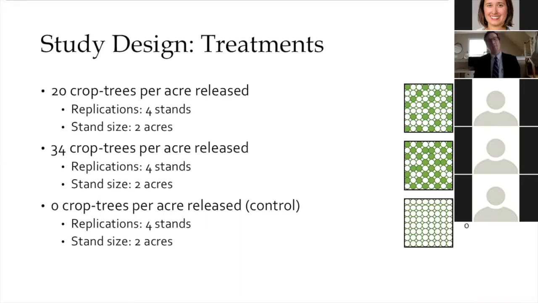The second treatment level, 20 crop trees per acre, was selected based on the assumption that any more than 34 wouldn't allow for continued growth of the crop trees throughout the rotation. And 20 was somewhat arbitrarily selected as a number. However, based on that really important assumption that it should be fewer than 34. So each treatment was replicated 4 times in 4 stands that were 2 acres in size. And then the final treatment, the control treatment, crop trees were identified, but they were not released.